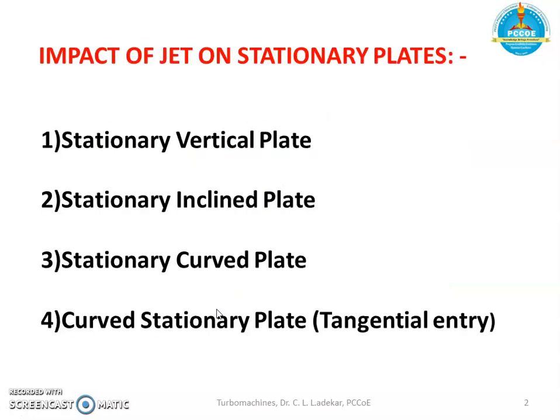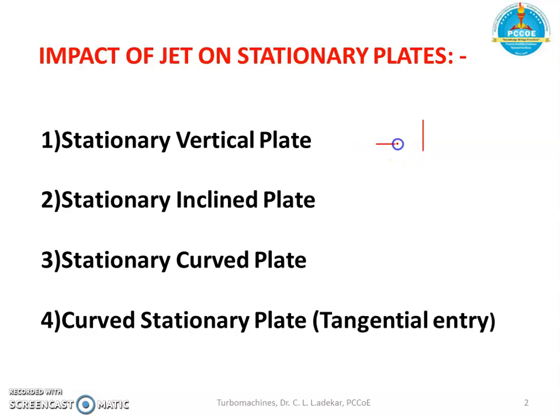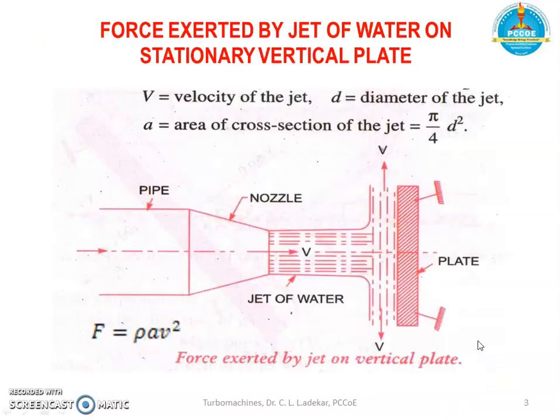In this we will see four different cases. First, the force exerted by the jet on the vertical plate. This is the vertical plate, so the jet is exerting force on the vertical plate. Then there may be the case of the inclined plate, like this. There may be the curved plate where the jet is exerting the force at the center, and there may be a tangential entry from one of the directions. So we will see these four cases one by one.